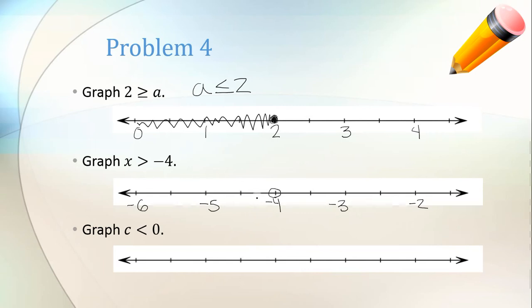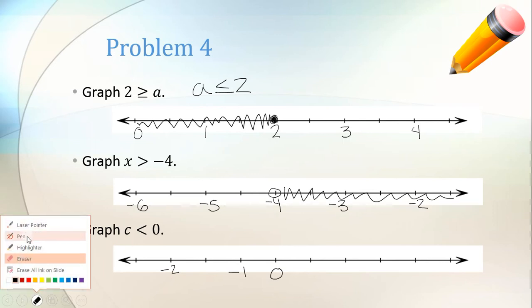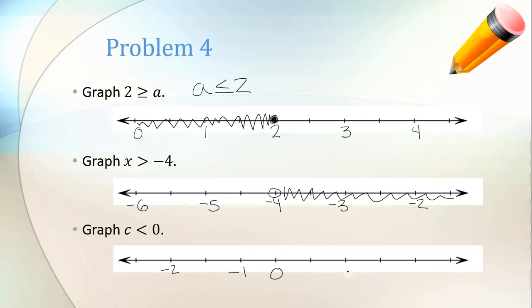And then I need to ask myself, where are my numbers greater than -4? And since my variable is on the left, I can pull and shade to the right. Now they want x is less than 0. So I'm going to put 0 in the middle. -1, -2, -3. Whoa. Miss Marsh can't count. One, 2. There. Now I can count.